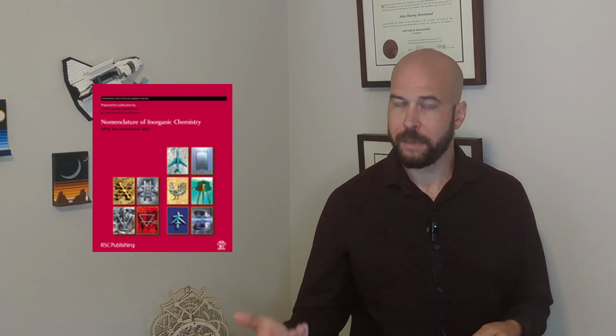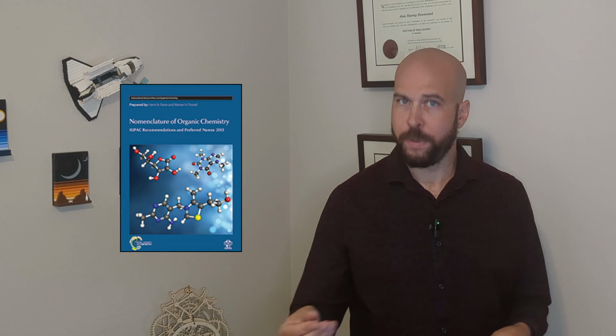Something else that is often overlooked is the full titles for the Red and Blue Book. The Red Book is the Nomenclature of Inorganic Chemistry, IUPAC Recommendations. And the Blue Book is the Nomenclature of Organic Chemistry, IUPAC Recommendations. These books are recommendations and guidelines. So, what are my recommendations?